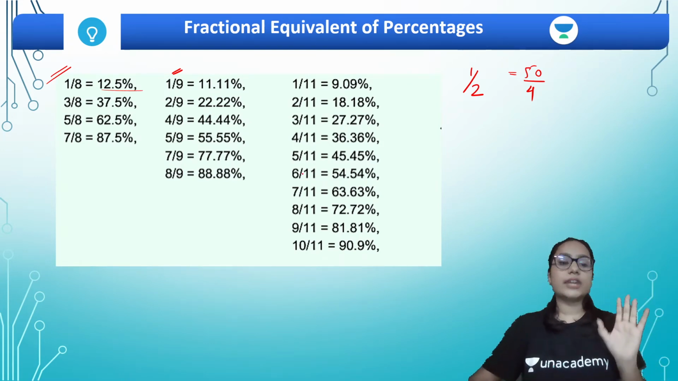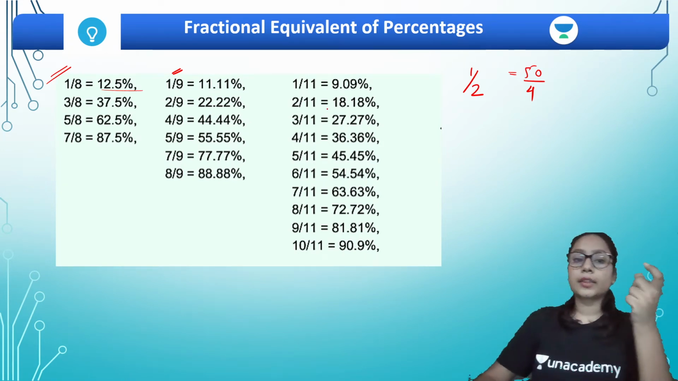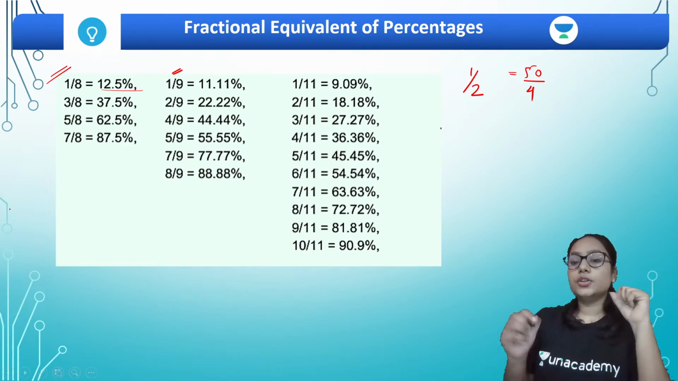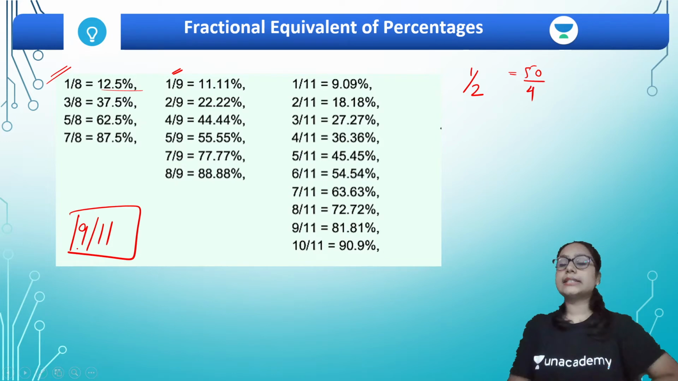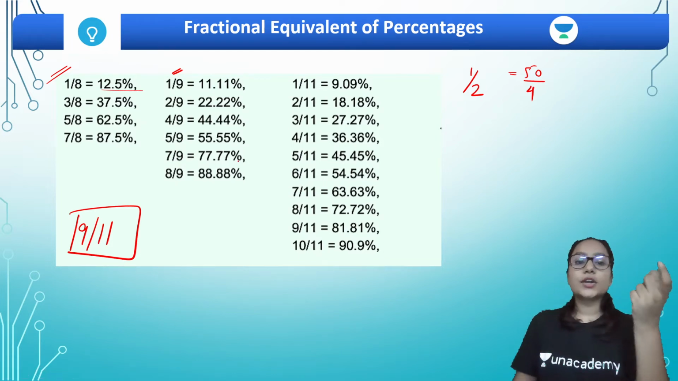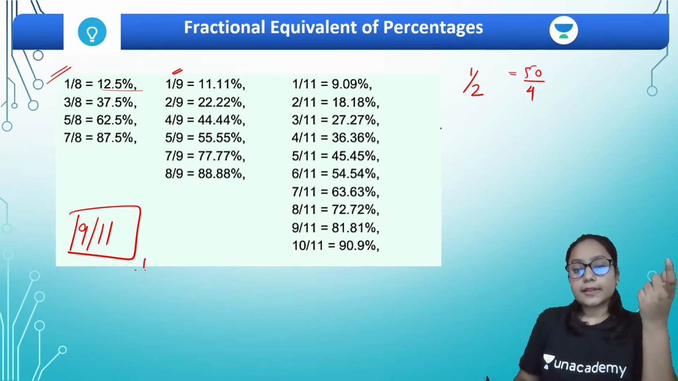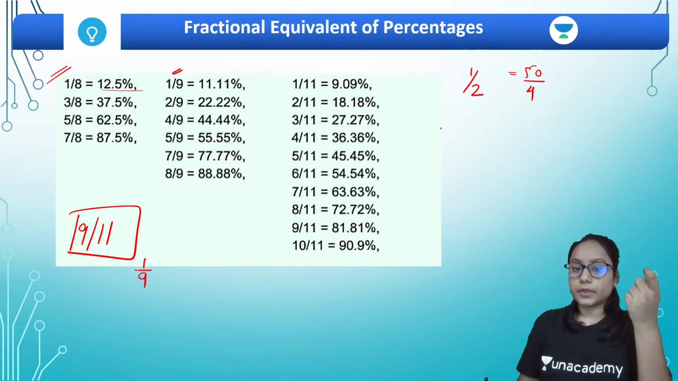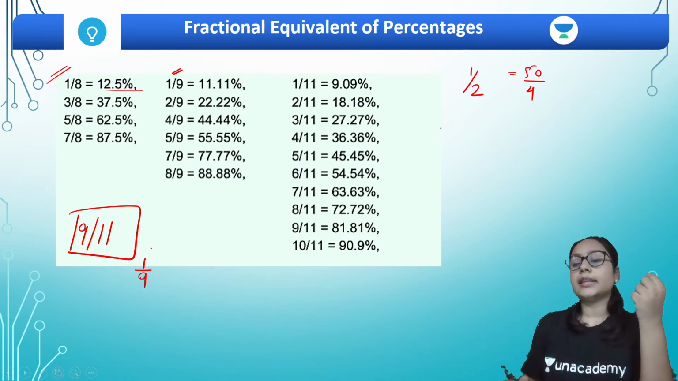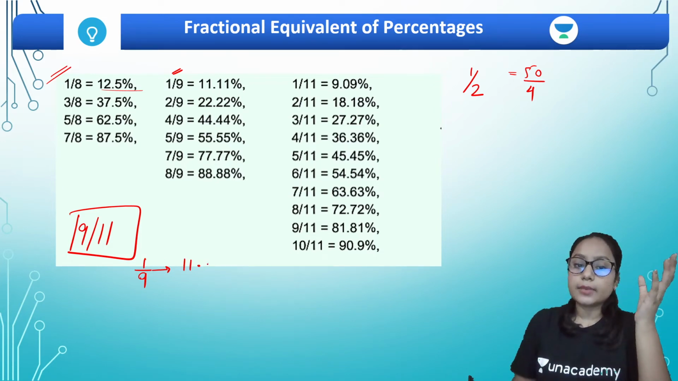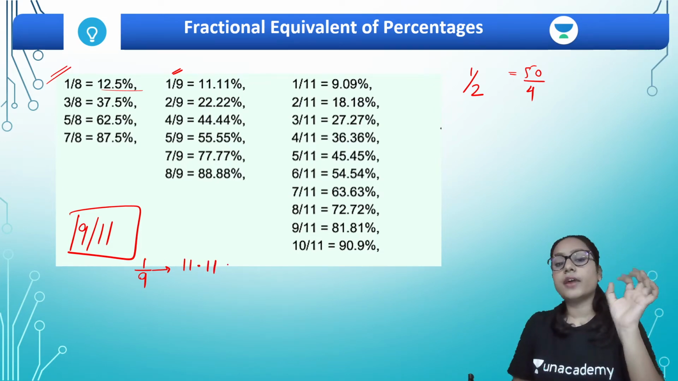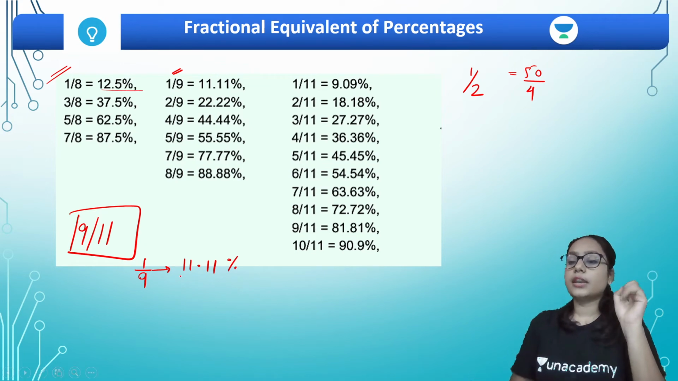This is the most interesting one. Let's see how. You can remember one date, 9/11. We all remember this date, 9/11. So the fractional equivalent of 1 by 9, the percentage equivalent of 1 by 9, is equal to 11.11%. This way you can remember.